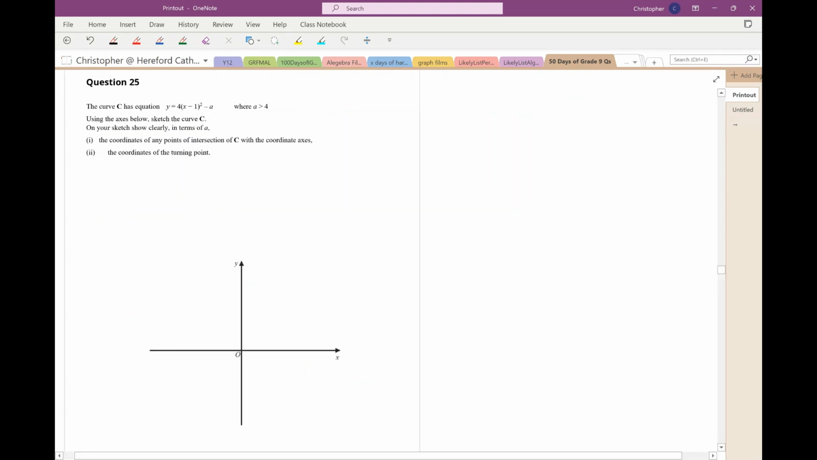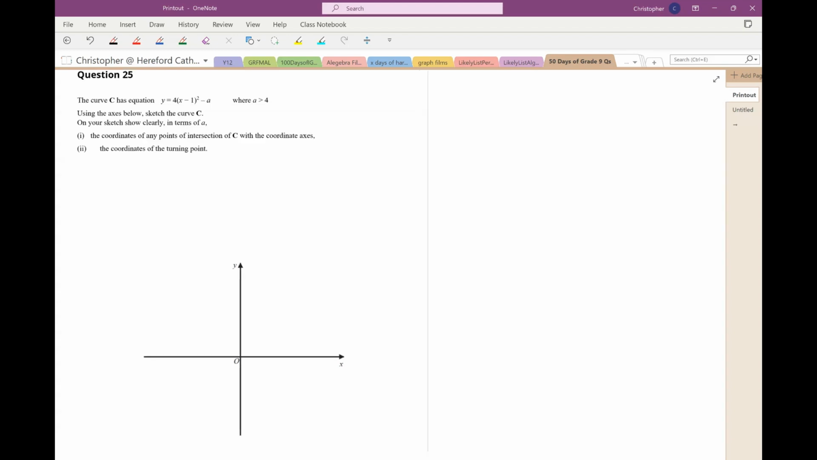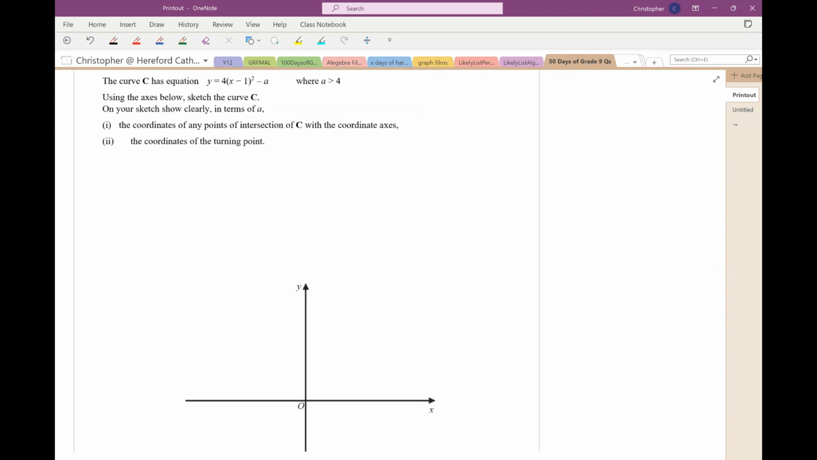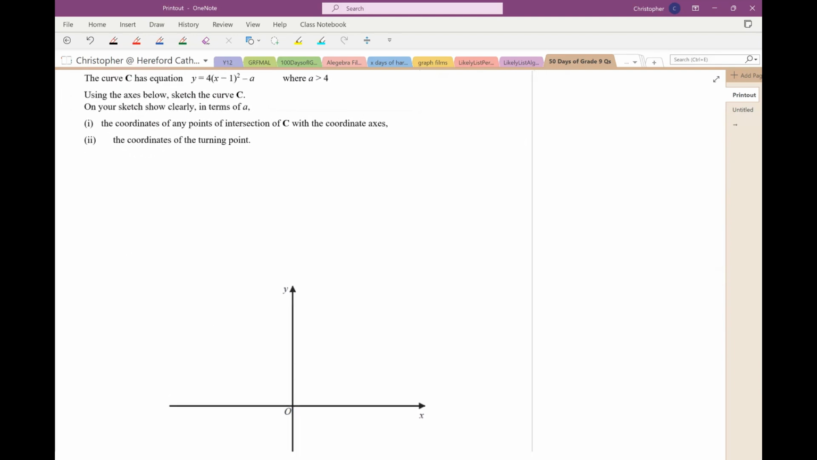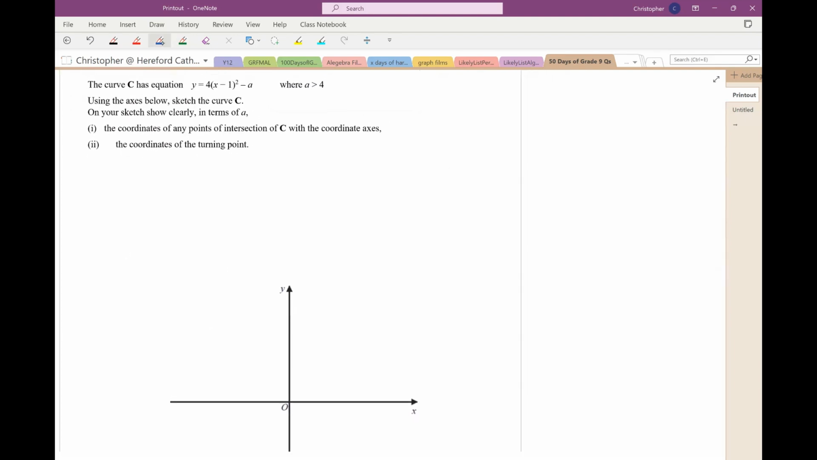Question 25. It looks like I'm sketching curves here and translating them and stretching them and things like that. Let's have a look. The curve has an equation there where a is greater than 4. Using the axis below, sketch the curve C. On your sketch, show clearly, in terms of a, the coordinates of any points of intersection with the axes, and the coordinates of the turning point.